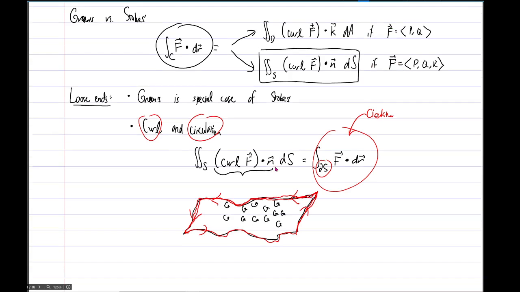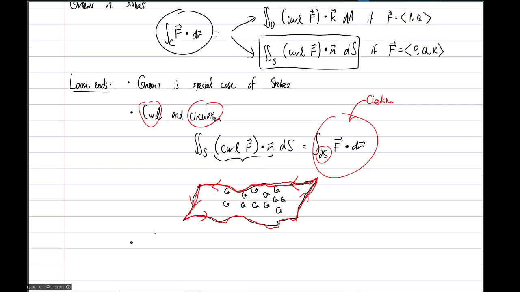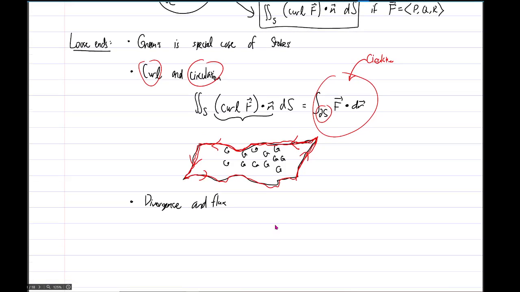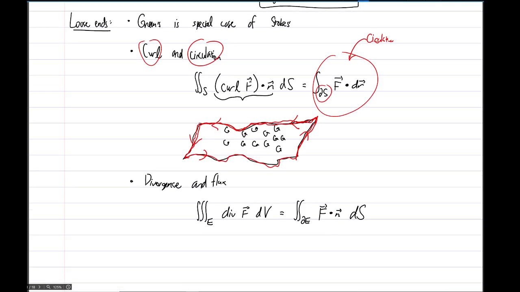We have a similar loose end to tie up with divergence and flux. Same deal: curl and divergence were just computations done at each individual spot in a vector field, right? And there's this divergence theorem: the triple integral over a three-dimensional solid region E of the divergence of a vector field, dV, is equal to the double integral over the closed surface, which happens to be the boundary of E, of F dot n dS.